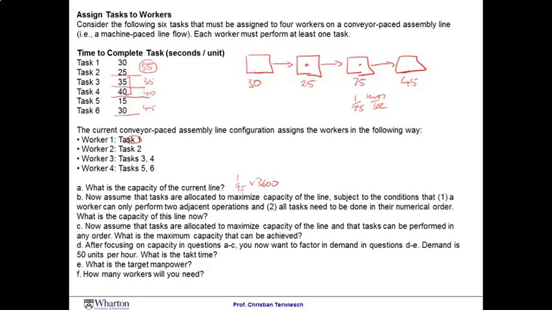With this in mind, we have an activity time at the bottleneck of 55, and thus a capacity at the bottleneck of 1/55 units per second.